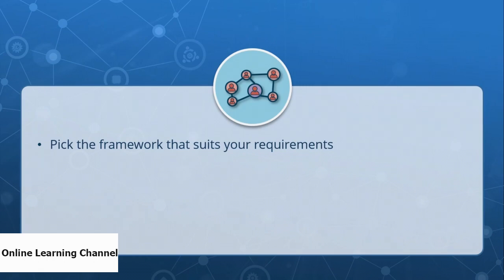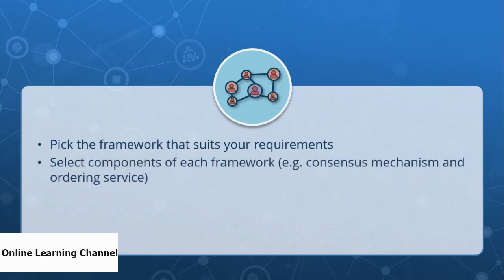Your choice does not just end there, because many of the Hyperledger frameworks allow you to select some of the components which make up your blockchain network. For example, in Hyperledger Fabric, you have a few different consensus mechanisms to choose from, and you can also specify your own ordering service in some cases.